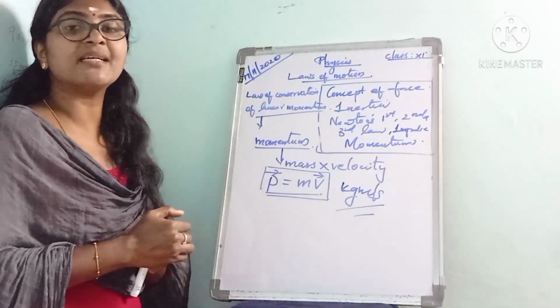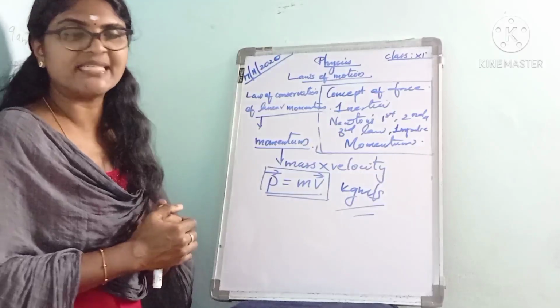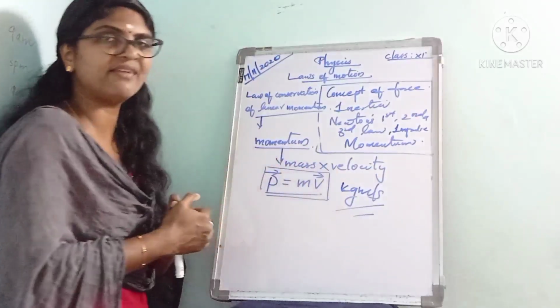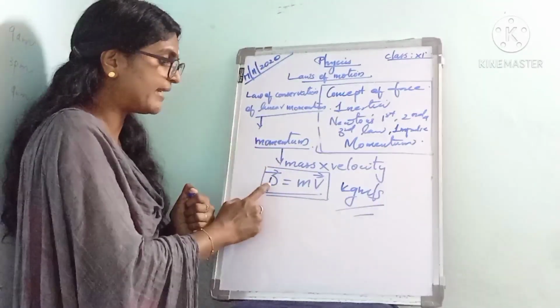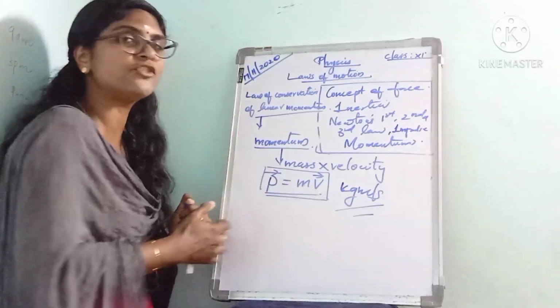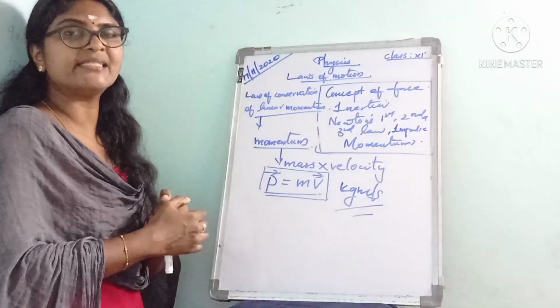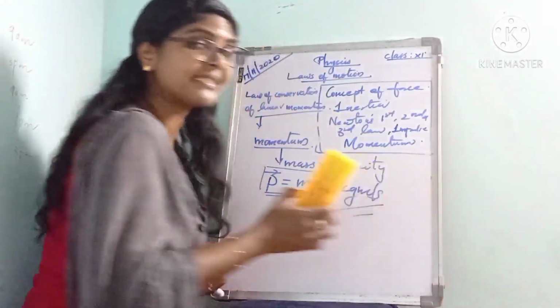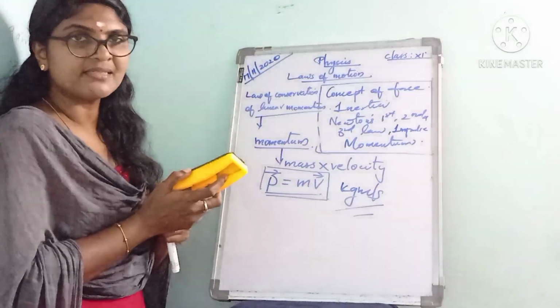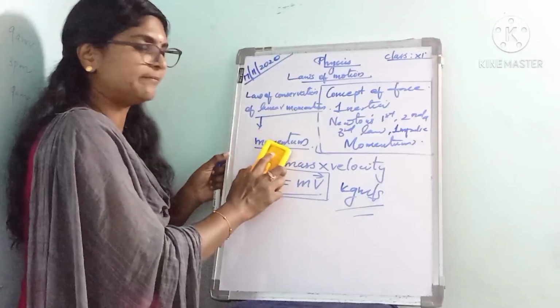So, momentum can be measured as the product of mass and velocity. That is, momentum is equal to mass into velocity. It is represented by the letter P, so P is equal to M into V. Momentum is a vector quantity and its unit is kilogram meter per second.